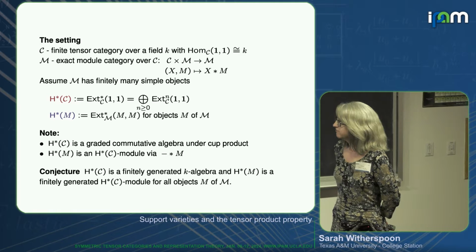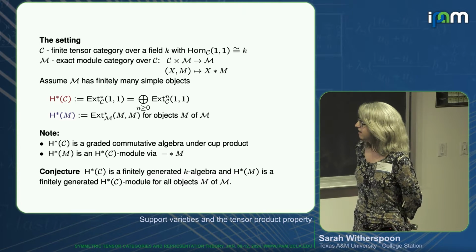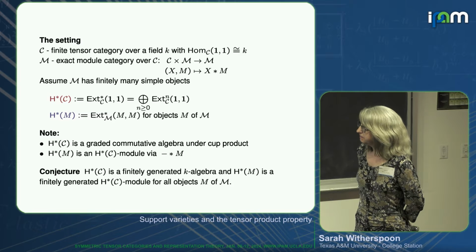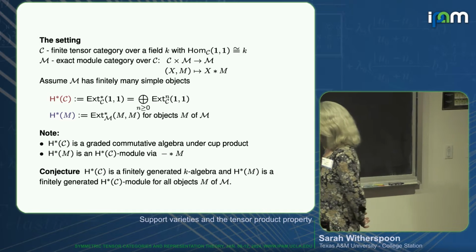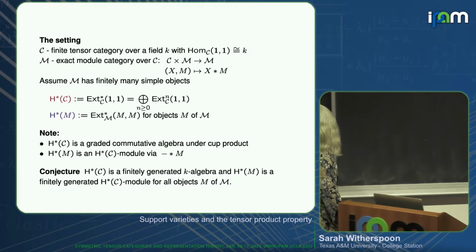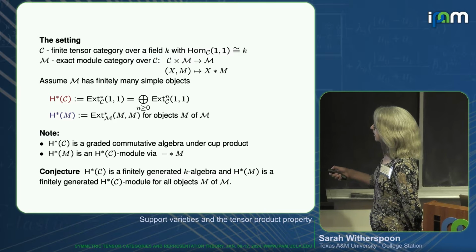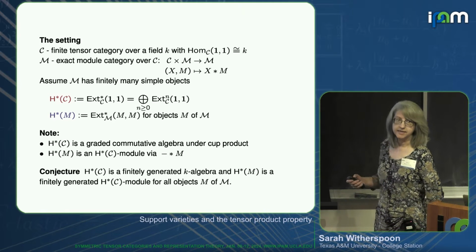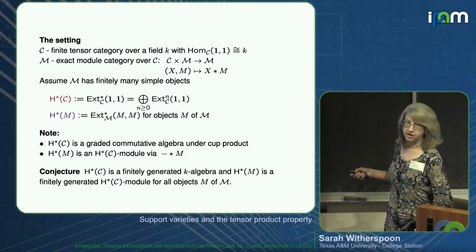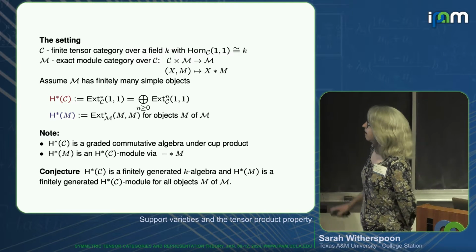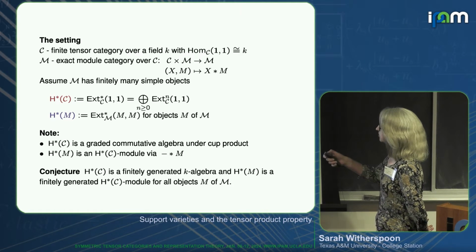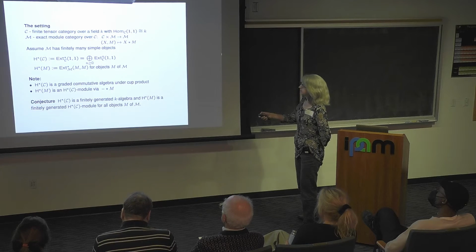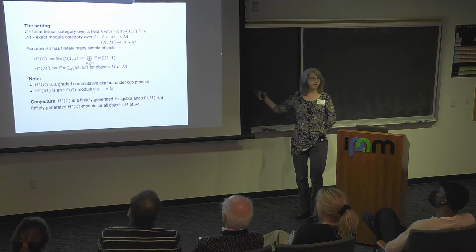So C will be a finite tensor category over a field. And I'm assuming that the endomorphism ring of the unit object 1 is isomorphic to the field. I'll be interested in exact module categories as well. So M will be an exact module category over C. It just means that C is acting, and I'll use the asterisk star to indicate that action. I'll also assume that M has finitely many simple objects. Results later in the talk will really just be in the setting of C, the finite tensor category, but some of this will be developed in this general setting, so I wanted to start with that.